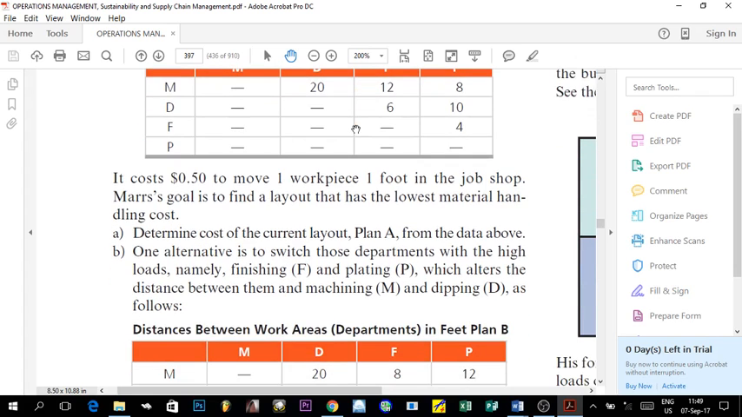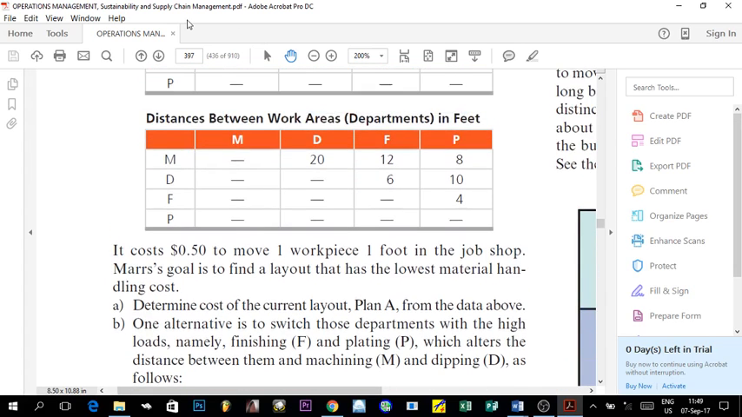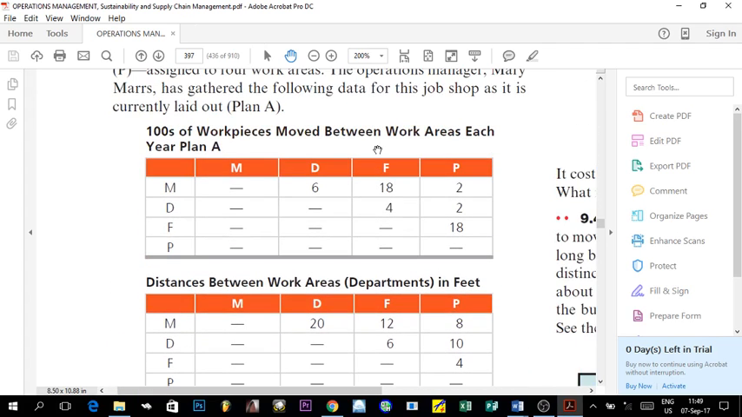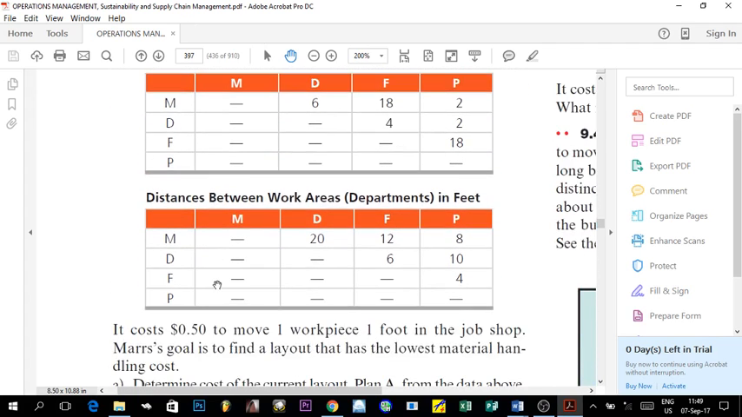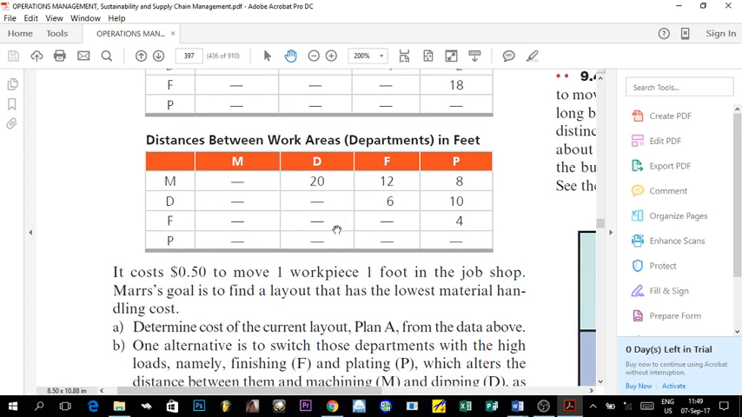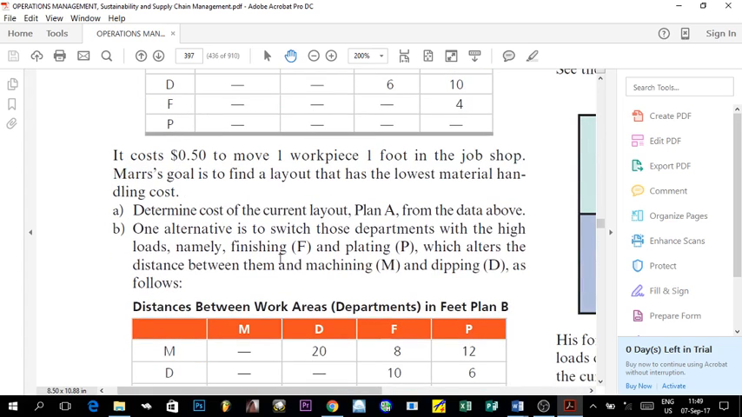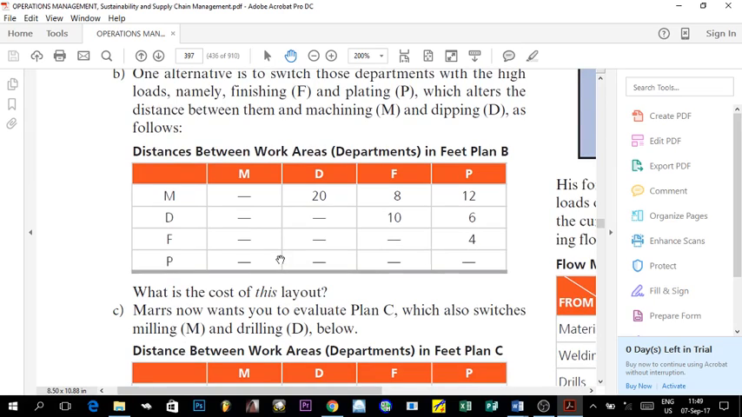So the first one, they want us to determine the cost of the current layout, which is the one that they gave in plan A. This is the workflow. Yeah, these are the distances here. They want us to find the handling cost, in short, of this plan. Now B, they say that one alternative is to switch those departments with the high load, namely finishing F and plating P, which alters the distance between them, and machining M and dipping. So this is the second part, which is question B.